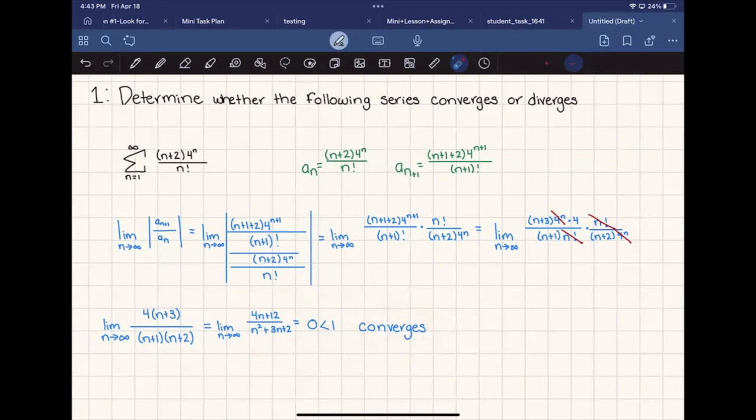Thus, question 1, determine whether the following series converges or diverges. This series converges. Thank you.